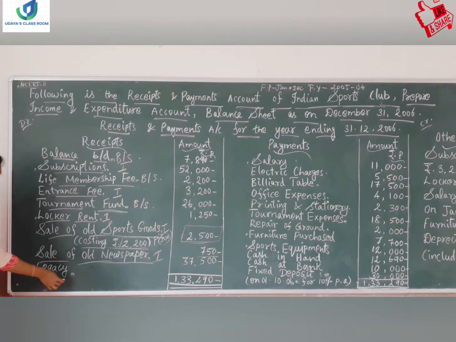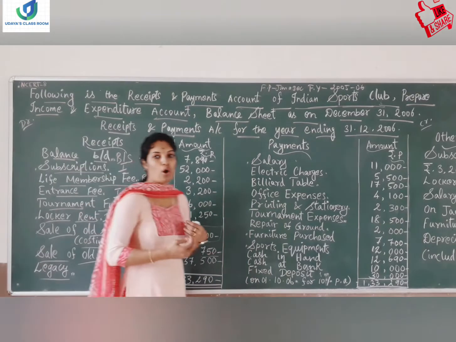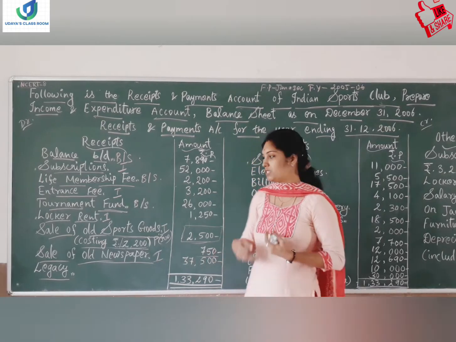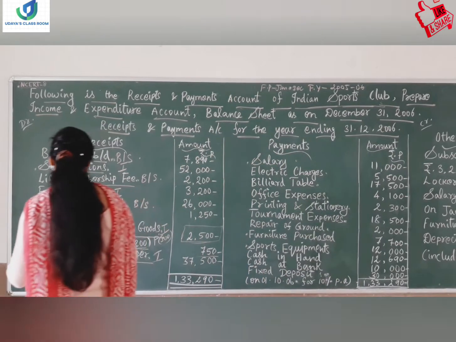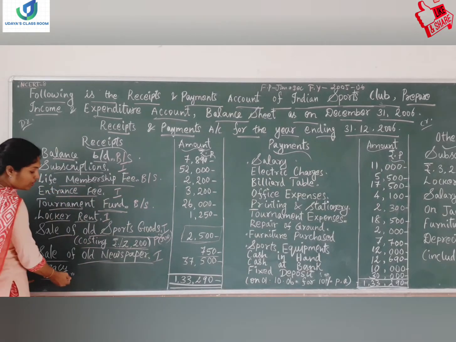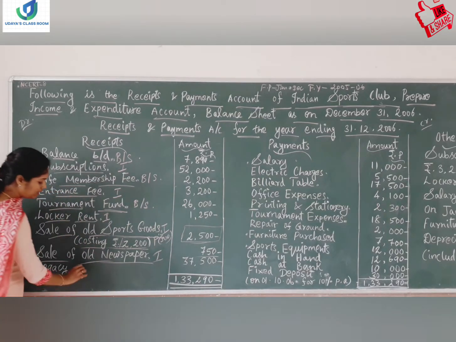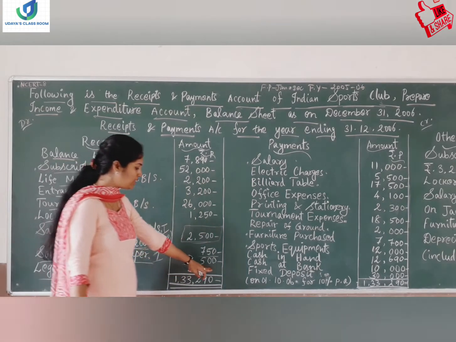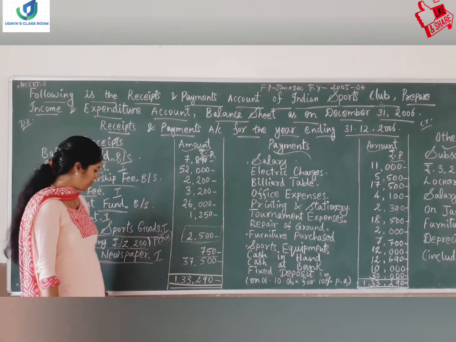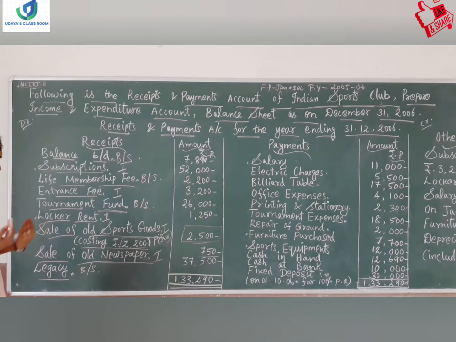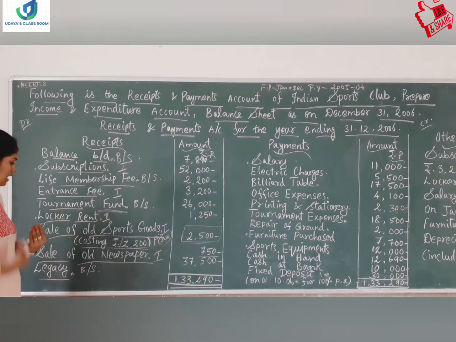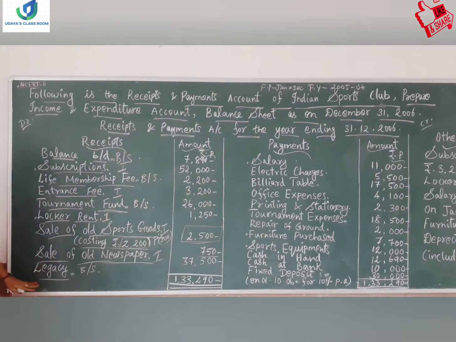And the last element is legacy. Legacy means, we know very well, a sum of amount or any property will be given to the not-for-profit organization willingly. So when we receive some legacy, it is our liability, right? So it will be written in the balance sheet. So we can write B bar A. 37,500 will be written in the balance sheet, liability side, because when we receive any donation or any other form of specific fund, it is our liability. So in the balance sheet, it will be written.